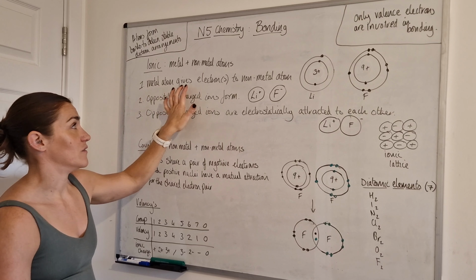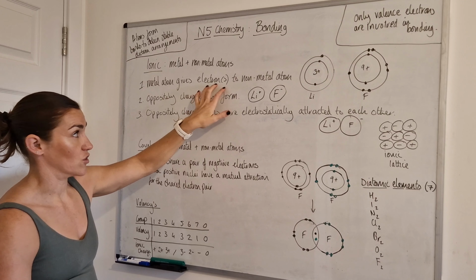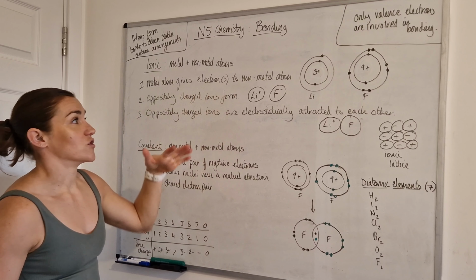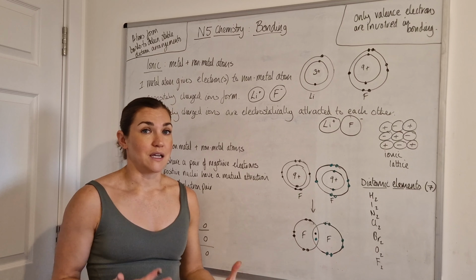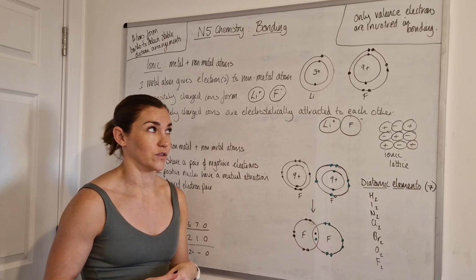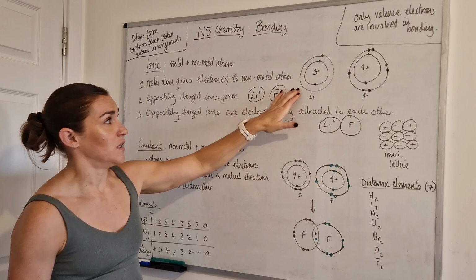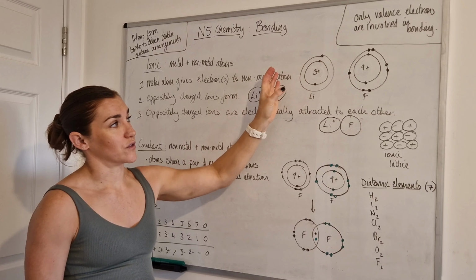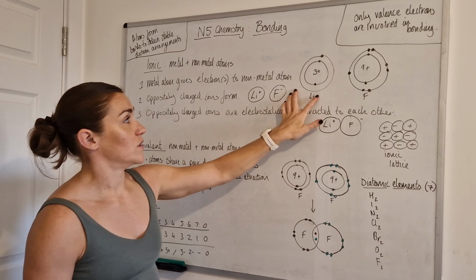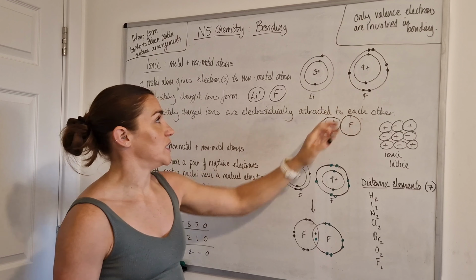The metal atom gives an electron or electrons to the non-metal atom. How many electrons are given, again, depends on what the atom is. So like I said, have a look at my video on ions to brush up your knowledge on that. But lithium needs to get rid of its one outer electron. Fluorine needs to gain one electron. So lithium gives an electron to fluorine.